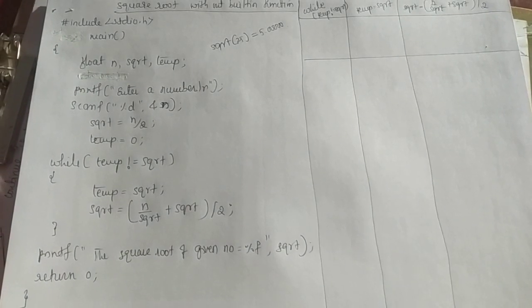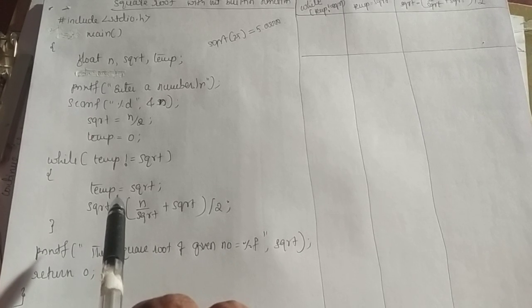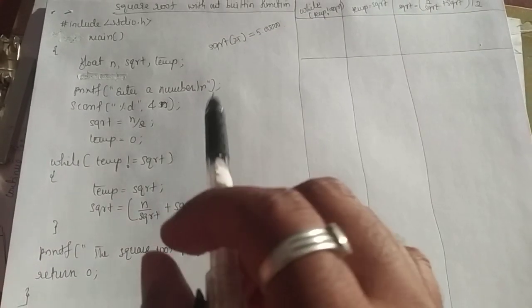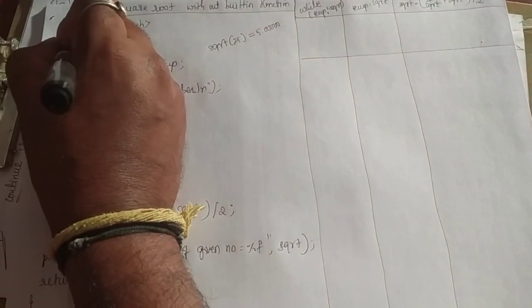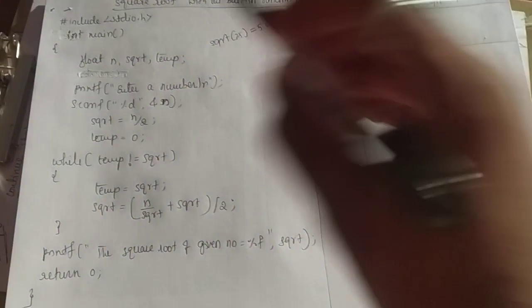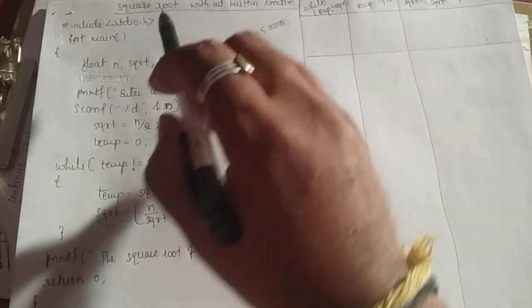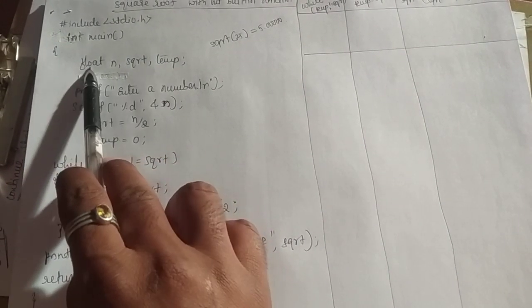For this we are using a while condition and some logic here. Using this we can find the square root of any given number as an input. As per the instructions, we are including header files, then main, and declaring some local variables. All these local variables are of type floating point.